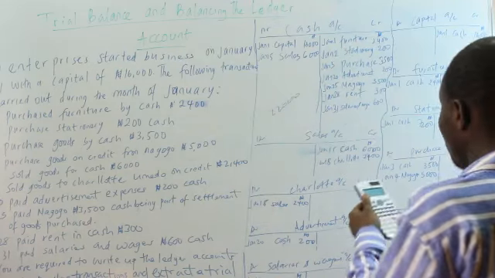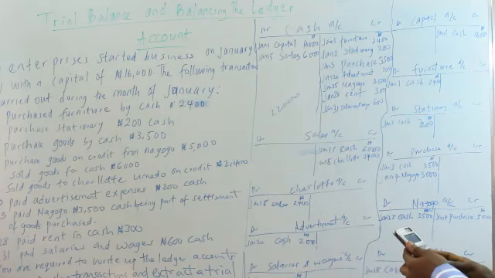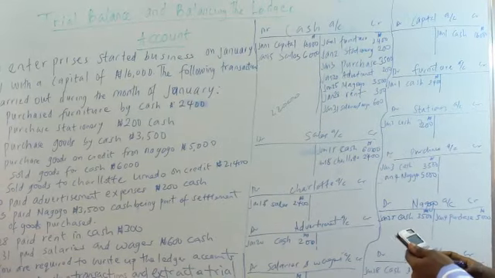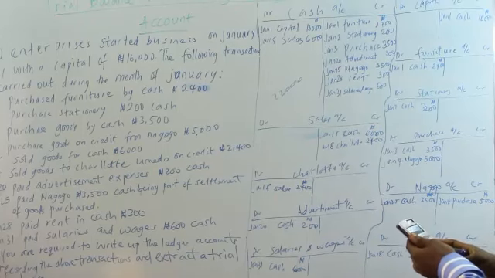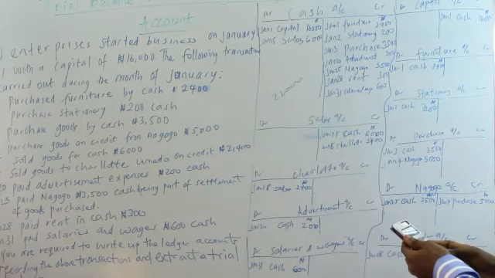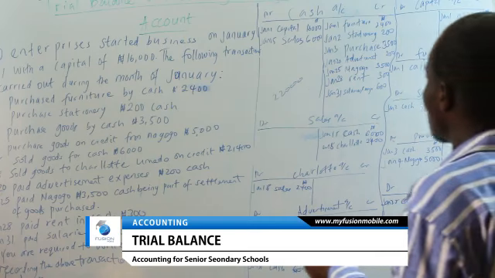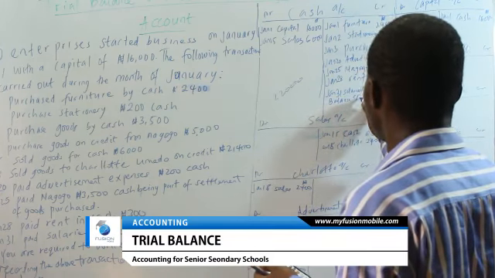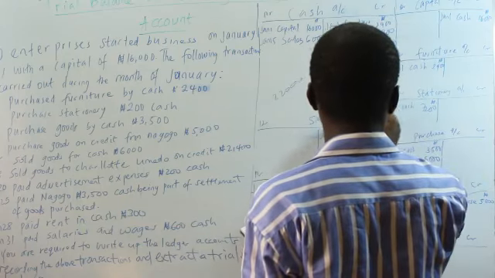Add on all the entries on the debit side, we have 2,400 plus 200 plus 3,500 plus 200 plus 3,500 plus 300 plus 600, and that gave us 10,700. So these have a lesser balance, so we are going to have our balance carried down in here. So that will give us the differences.